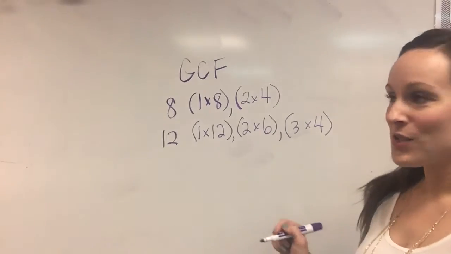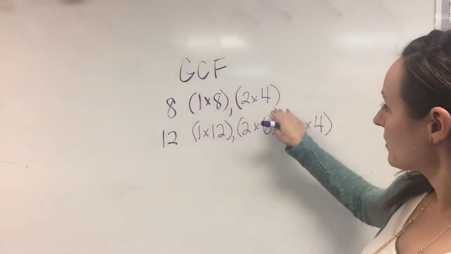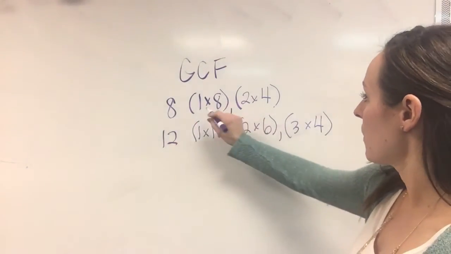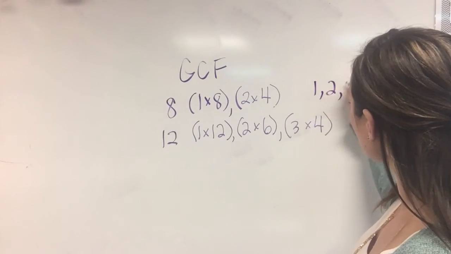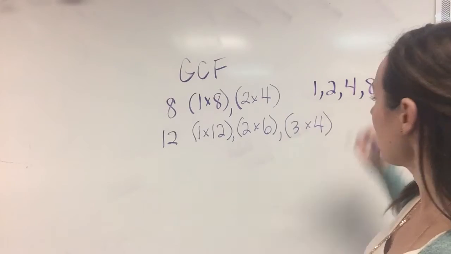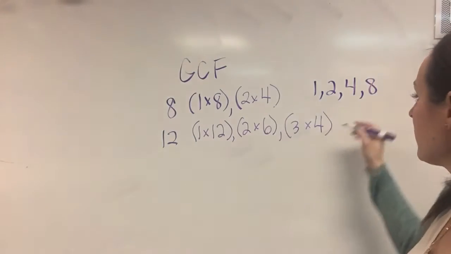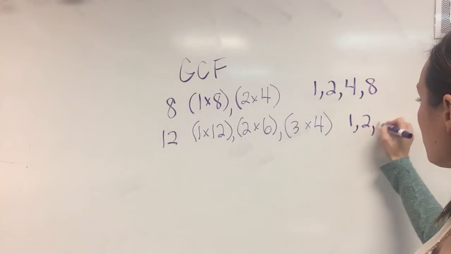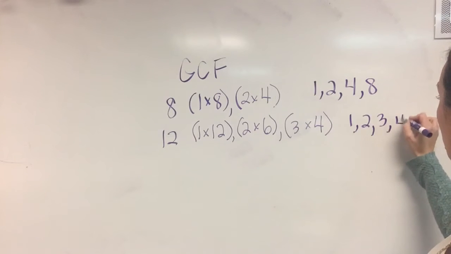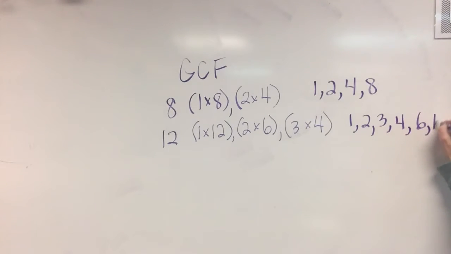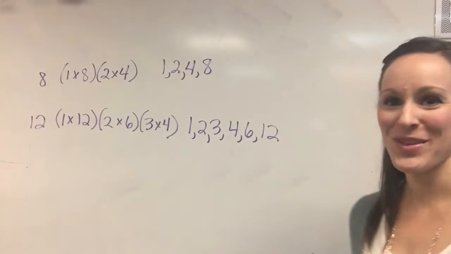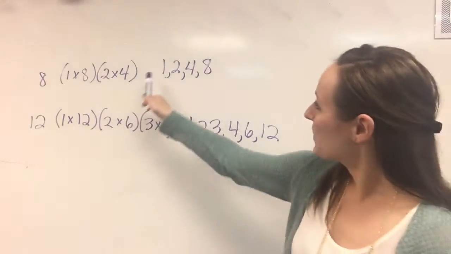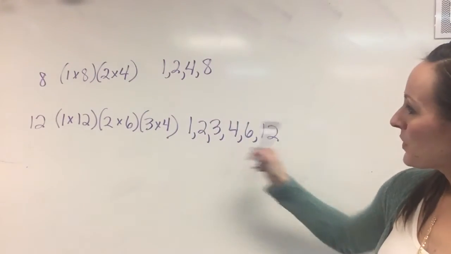So the next thing to do is to list out your factors, and you want to put them in order. So we would do 1, 2, 4, and 8. And for 12, we would do 1, 2, 3, 4, 6, and 12. I'm running out of room here. I scooted over so I have a little bit more space to work with here. So we've listed out our factors, put them in order.